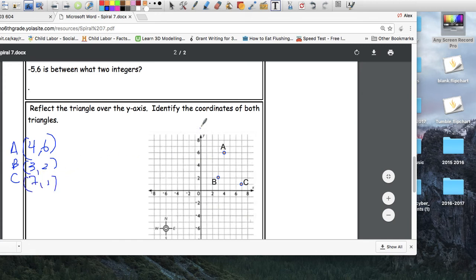I'm going to reflect this over the y-axis, so we're going from here to here. Let's try red. A is, let's count, 1, 2, 3, 4. So it's going to be 1, 2, 3, 4, the same distance away from the y-axis, so that's A prime. Then B prime and C prime. B is 1, 2, 3, so it's going to be 1, 2, 3. So there's my B prime. C is 7 units away, so it's going to be 1, 2, 3, 4, 5 over here, 7. Here's my triangle.